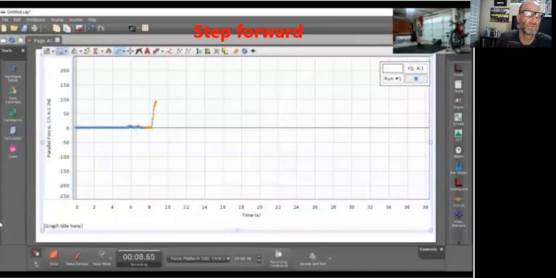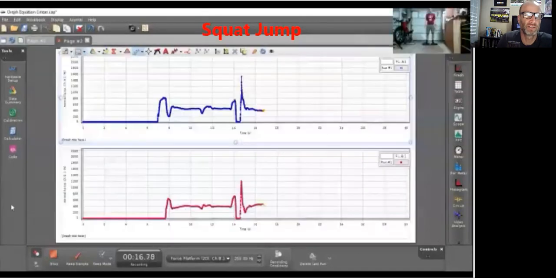Okay, now we're in anterior-posterior direction. And I should have pointed that out earlier. All those other ones were all vertical ground reaction force. This one is now anterior posterior. In this program, they call it the parallel force. And what I'm going to do in this task is just step forward.